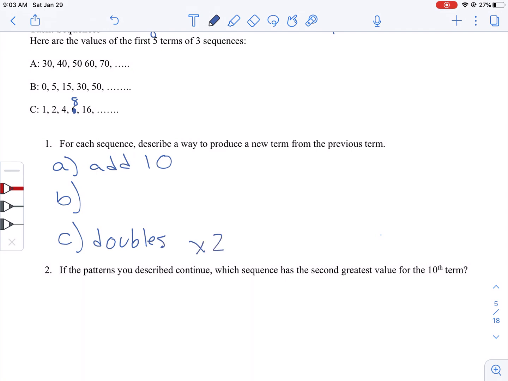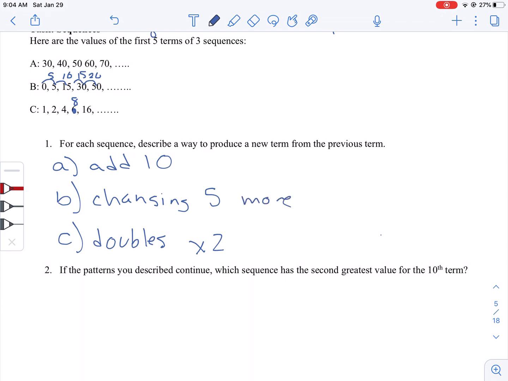So this second one here, 0, 5, well that's 5, 10, 15, 20. So the change is going up by 5 each time. So the next one's going to be changing by 5 more, maybe is a way you could describe it.